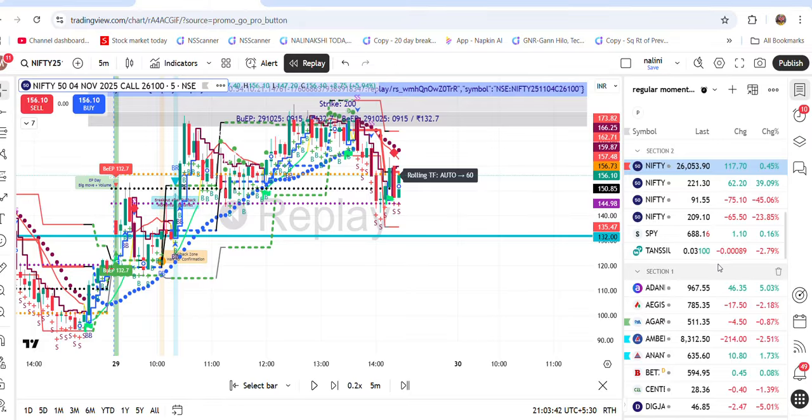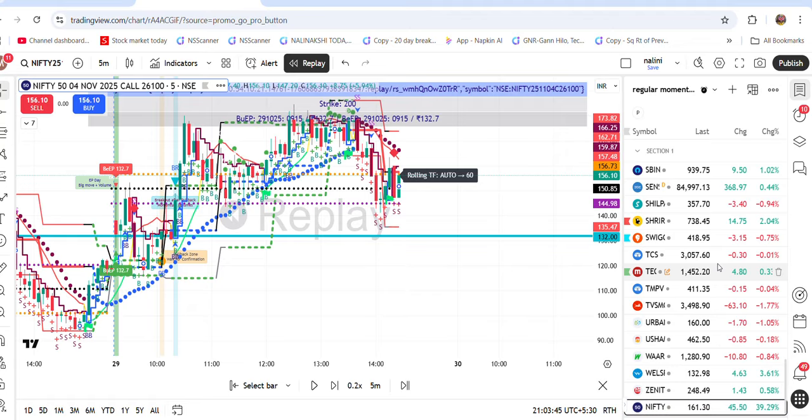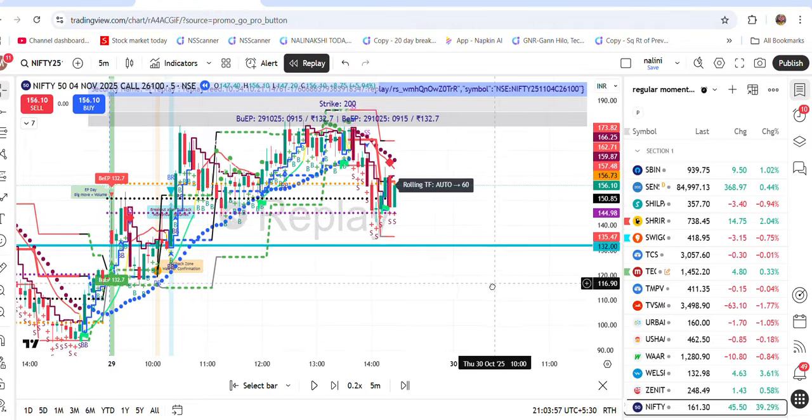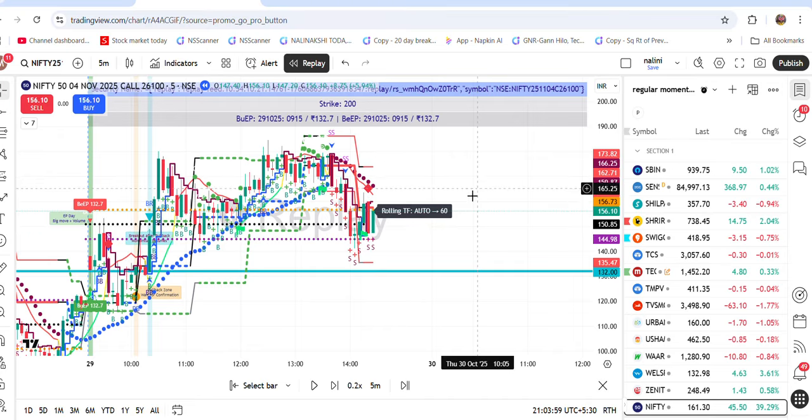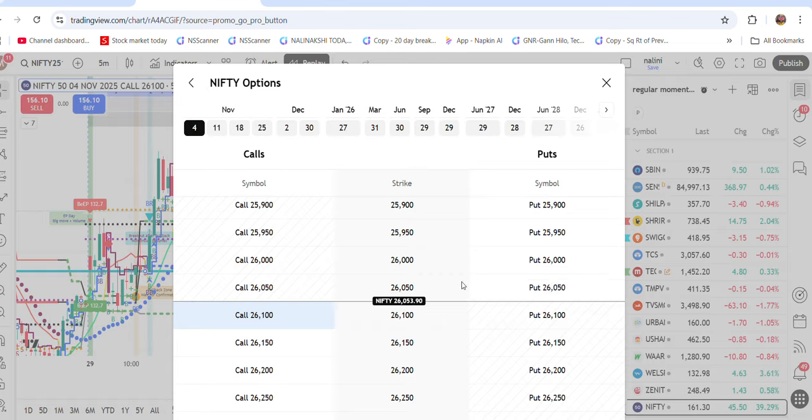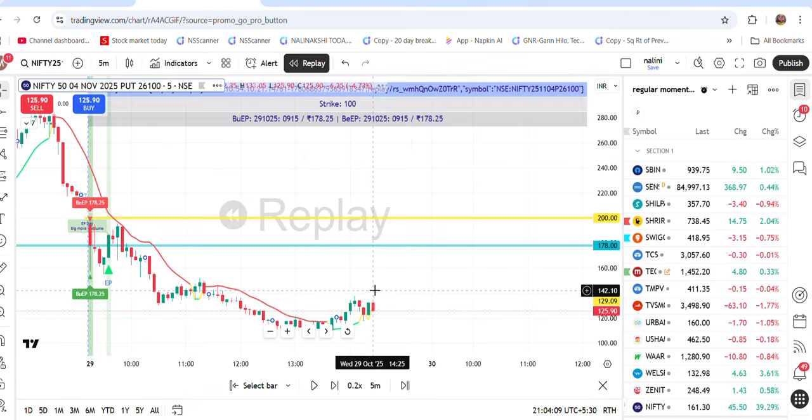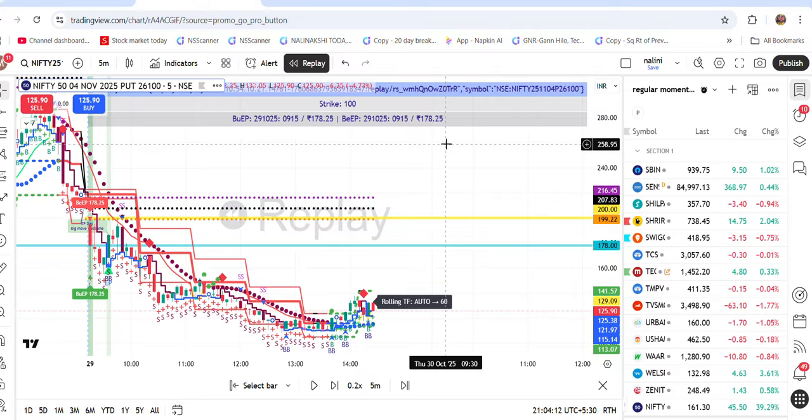26,100 call option. Let me add it with Alt W. It is suggesting 132 rupees. So this is the price. If it starts moving below 132 rupees, it becomes bearish. If it holds this price and starts moving up, it is bullish. If I go to the put option, it is suggesting the price also. It is suggesting 178 rupees as the price. So let us mark the 178.